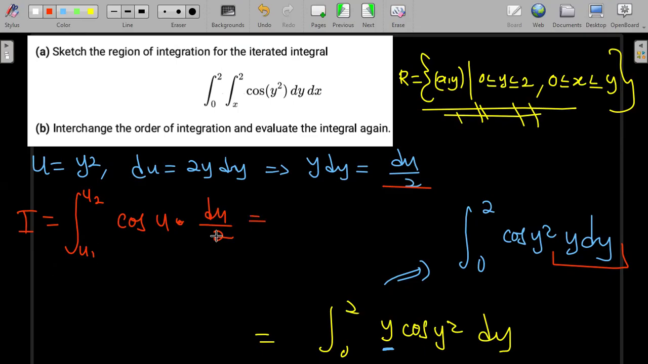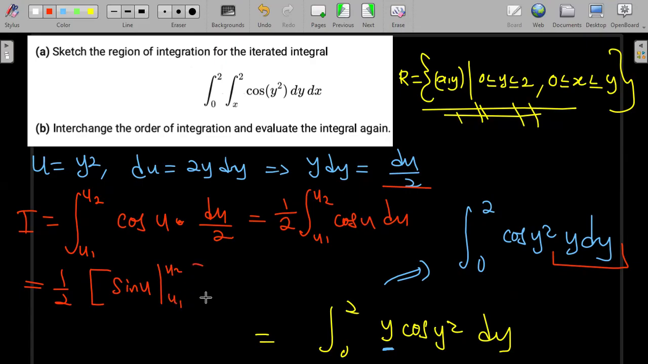So this half can go outside the integral. It will be 1 over 2, integral from u1 to u2 of cos u du. What is the integral of cos u? It's just sine u. So it will be equal to half, and the integral of cos u is just sine u, evaluated at u2, u1. Now we can take back our variables in terms of y. So this will be 1 over 2 sine y squared, and now we can put back our original limits, from 0 to 2.